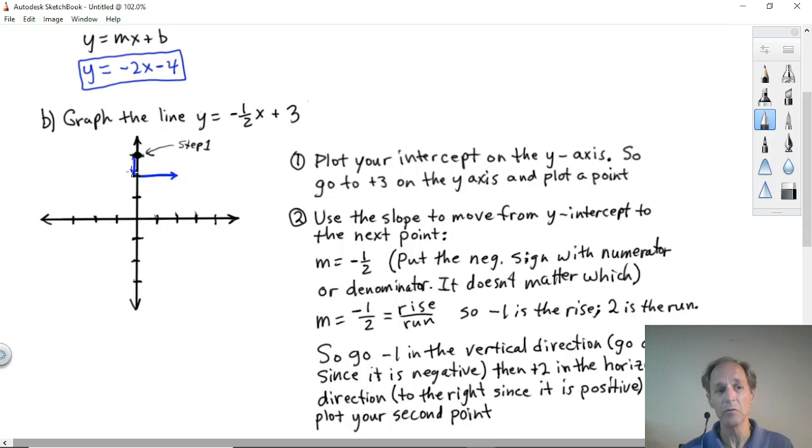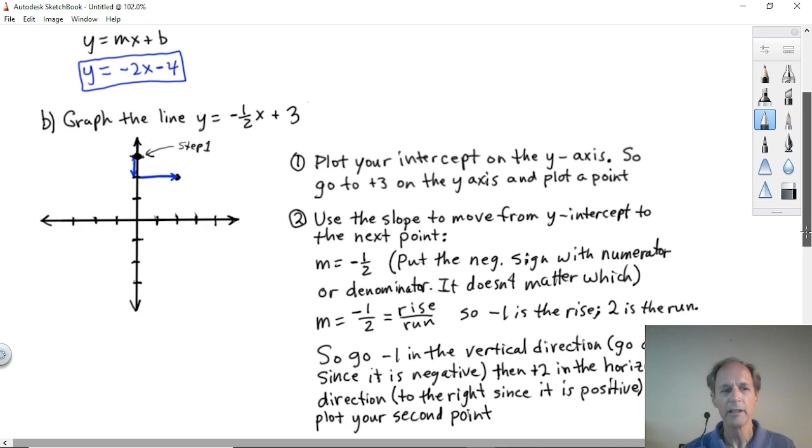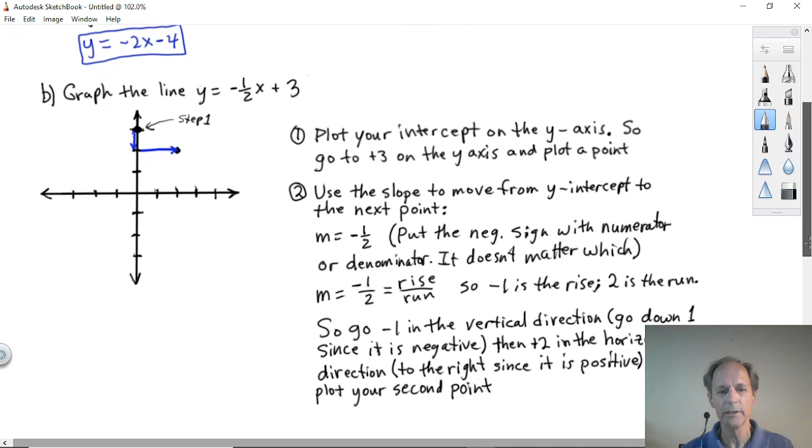So we went down 1 because negative 1 is down, and that's the rise. We went over 2 because the 2 is positive, and that's the run. And then we have our second point. It goes right there. Okay, so we're going to plot that next point. And there it is. So the only thing left is then to draw the line. We used our slope to find the next point.